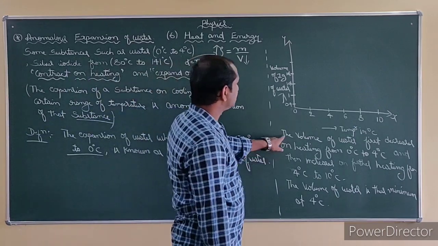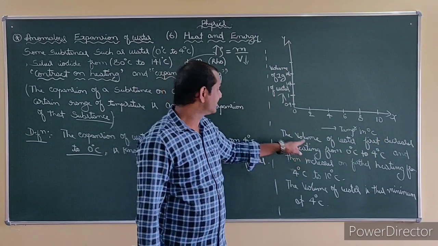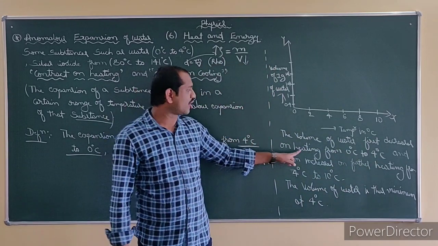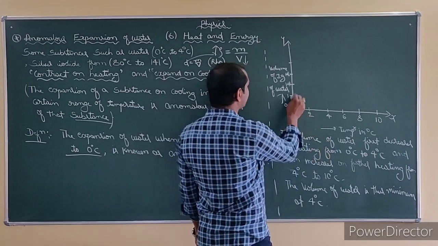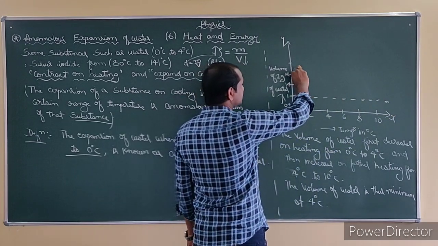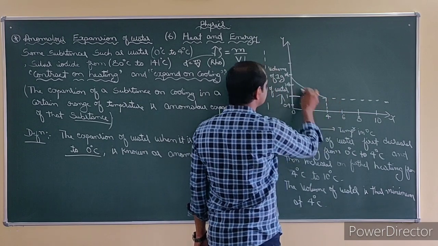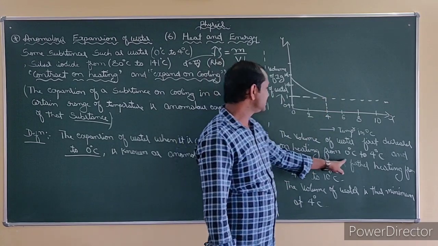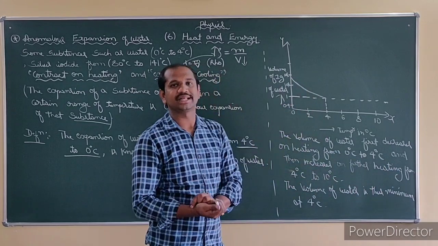Now, the volume of water first decreases on heating. Understand? First, what happens to the volume of water? It decreases on heating from 0 to 4 degrees Celsius. Here I have taken 1 gram of water. It keeps on decreasing till 4 degrees Celsius. Look here. It decreases on heating from 0 to 4 degrees and then increases on further heating from 4 to 10 degrees.